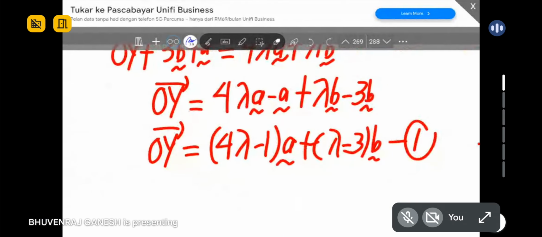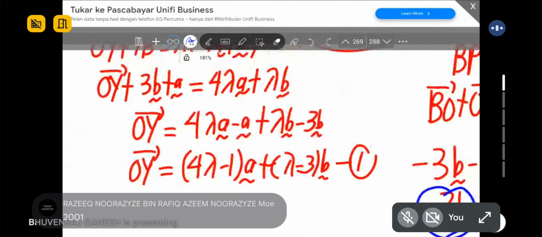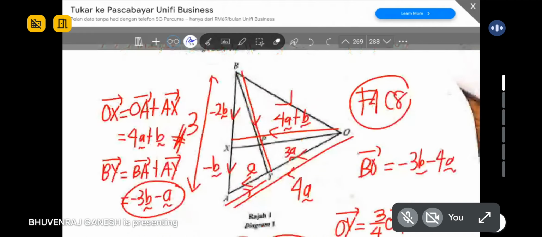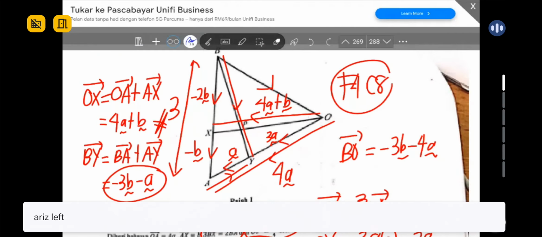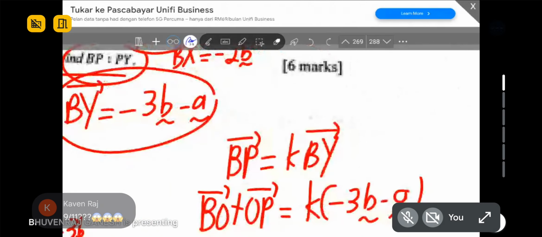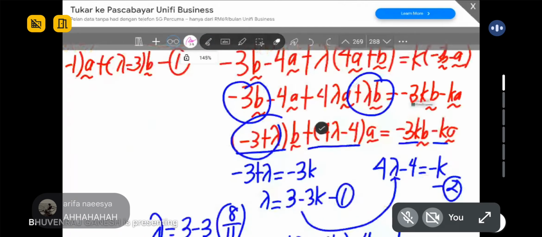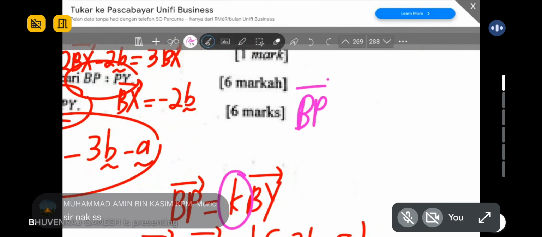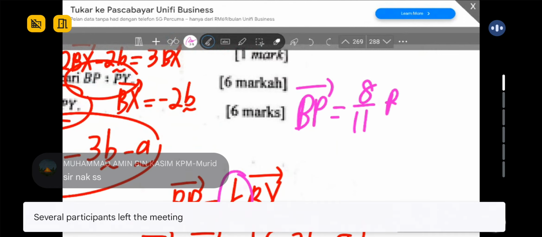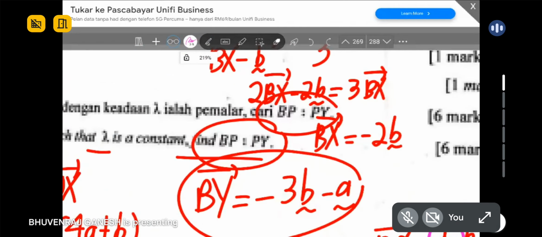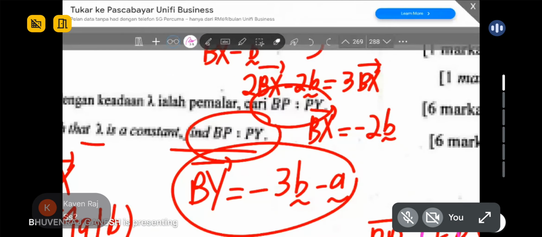So what can you guys do here? You can actually substitute the value of lambda inside here, so you can find out your OY. But OY is not useful. But you guys can find this, right? BP is K BY. You know the K already, right guys? K is 8 over 11. So BP is 8 over 11 BY. Okay, I'll finish first. The question is, they want the ratio BP to PY, guys.